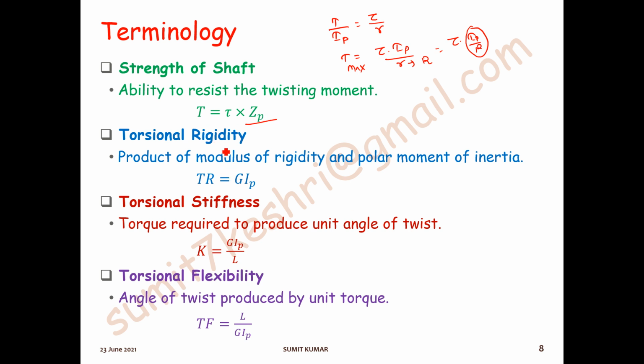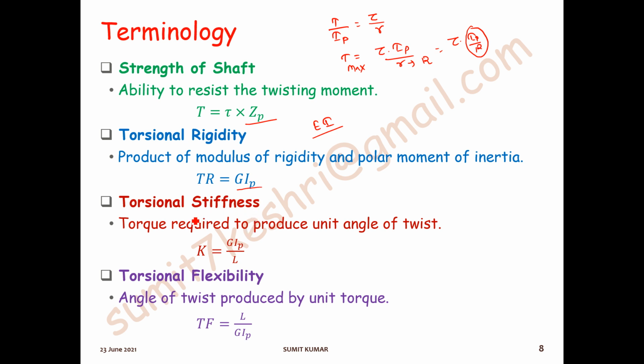Okay, now torsional rigidity. It is very similar to flexural rigidity. We know the formula for flexural rigidity, just recall it, that is EI. Very similar to that, torsional rigidity is written as G into Ip. G is the shear modulus, or modulus of rigidity, and Ip is the polar moment of inertia. So torsional rigidity is G into Ip.